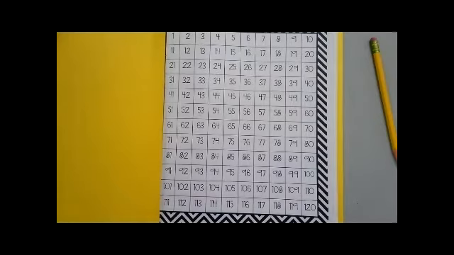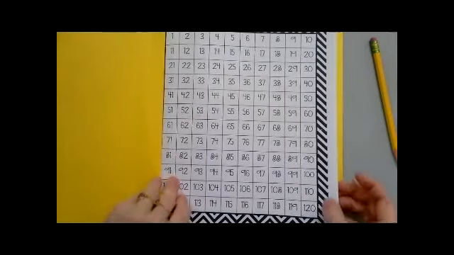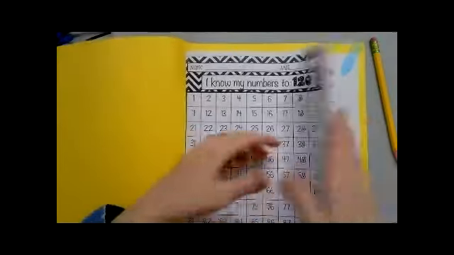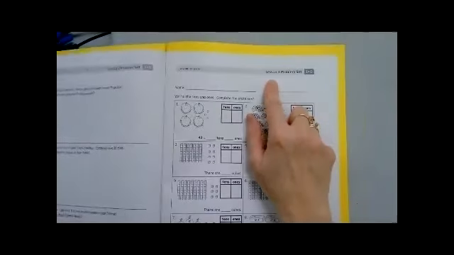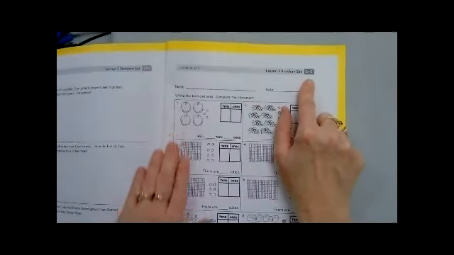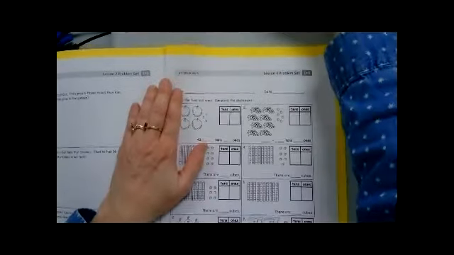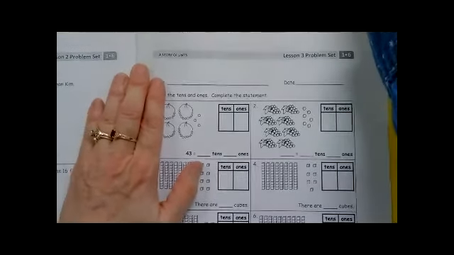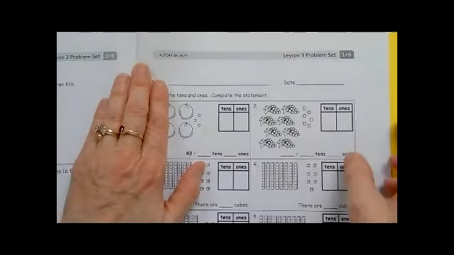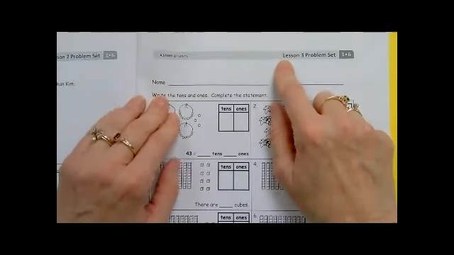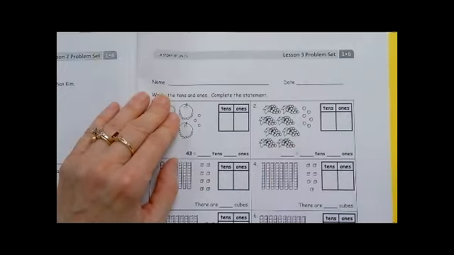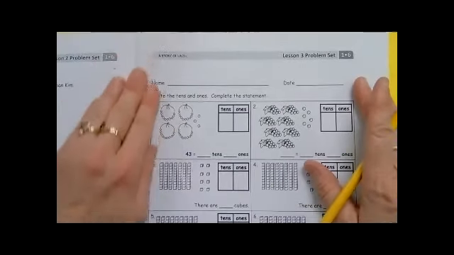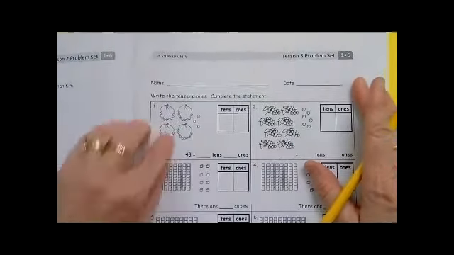Okay, class, now that you've counted by ones to 120, we're going to turn over in our booklet to lesson 3 problem set. Okay, we're almost done with our book. We will finish our book this week and start a new book the following week. Okay, so lesson 3 problem set. I should say we're starting our new book after spring break.